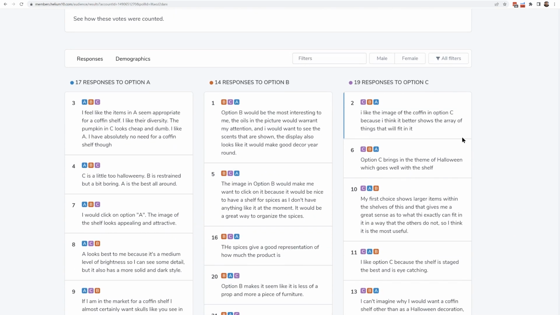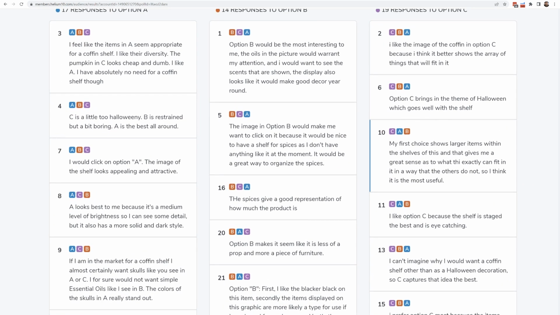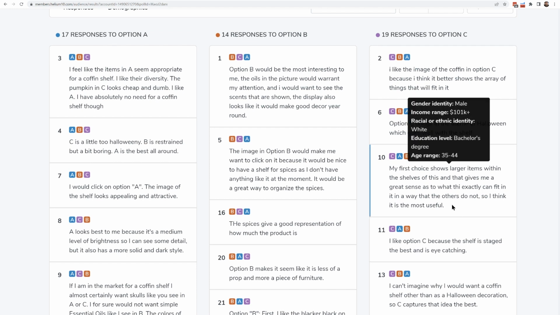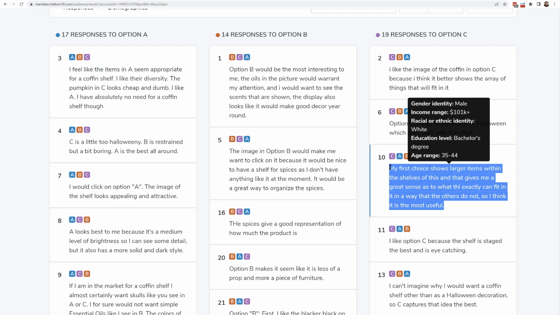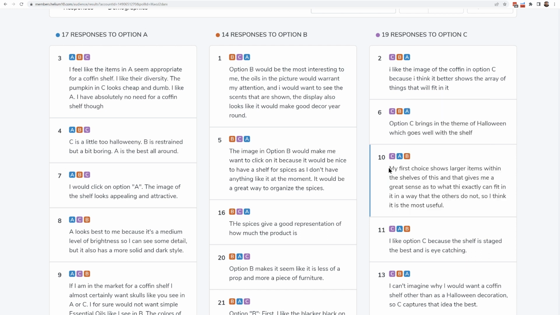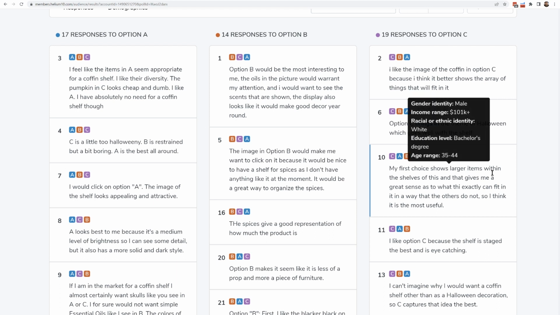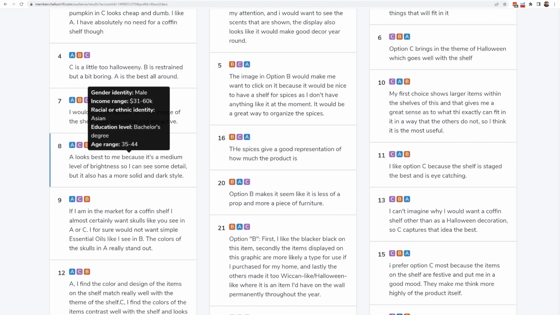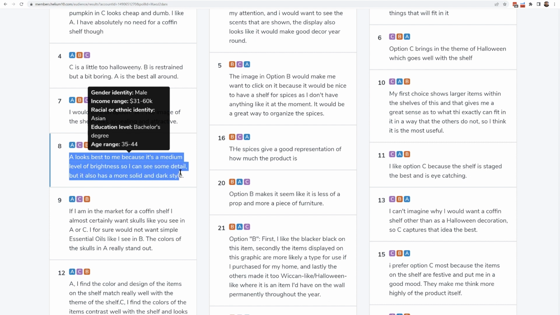And this isn't just people randomly choosing, going eeny, meeny, miny, mo. Not only do they have to pick the one that they like, but they actually have to write some details about what they like and don't like. So for example, for the one that a lot of these people picked, they wrote here, my first choice shows larger items within the shelves of this, and that gives me a great sense of what can exactly fit. All right. Here's another person who picked another one. I liked A because it looked best because it had a medium level of brightness, so I can see some detail, but it also has a more solid and dark style.